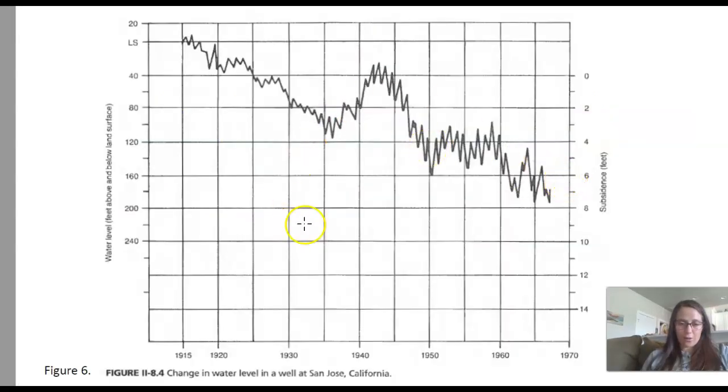So if you look at this graph, you have dates on the x-axis down here, and you have water level on the y-axis and subsidence in the y-axis as well, but on the opposite side. So basically these are sort of related, right? The water level gets lower and the subsidence of the soil also gets lower as the date continues to go on forward.